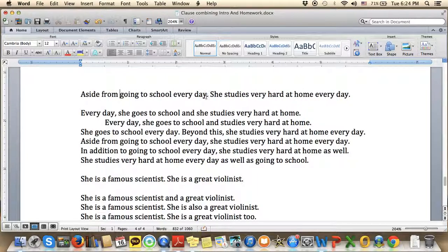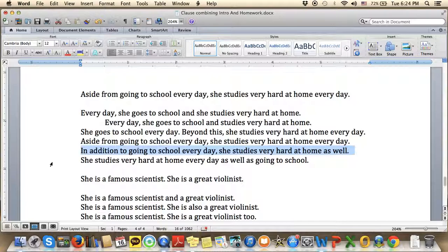aside from going to school every day, she studies very hard at home every day. There we go. So that's the deal. That's what we get aside from blah, blah, blah, blah, blah. In addition to going to school every day, blah, blah, blah, blah, blah.